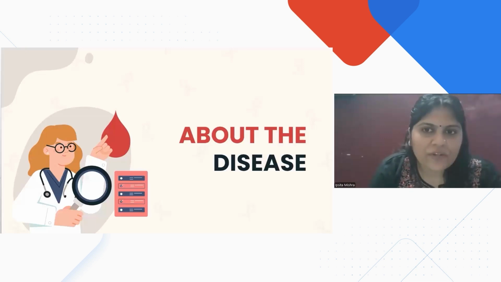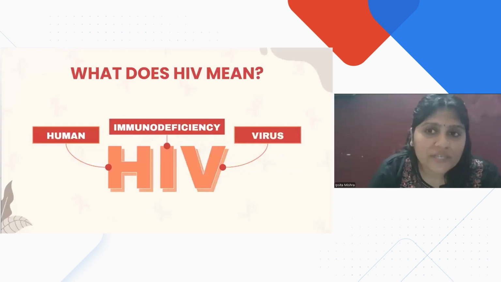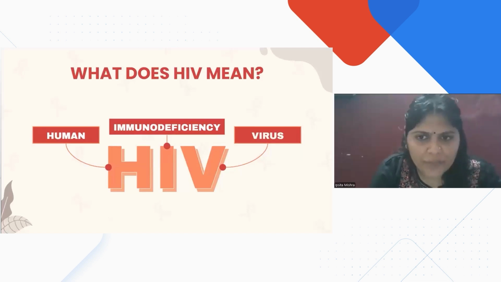In the next slide, we will try to understand what HIV exactly means. As the name suggests, it is human immunodeficiency virus. It is a virus that affects the cells of the human body. It can be managed by treatment, but there is no cure as of now. It can be transmitted by bodily fluids and it can be managed. It is not curable, but it can be managed by ART therapy. ART is called antiretroviral therapy.